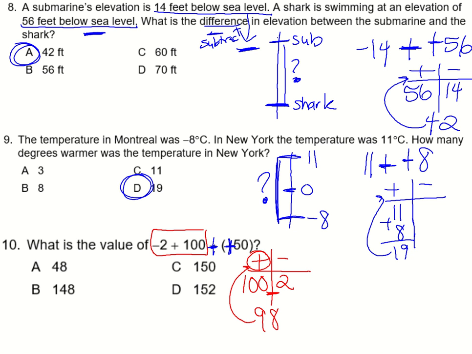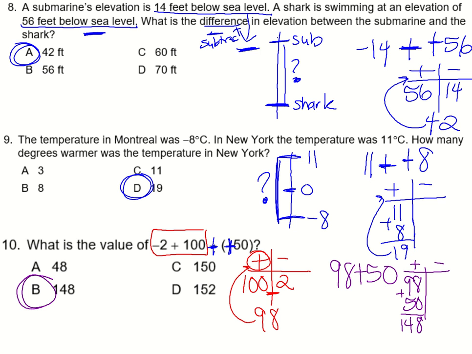So then I now have a new problem, don't I? I have 98 plus 50. Now that is standard arithmetic that you've been doing since elementary school, but just to practice using this t-chart, another skill, plus, minus. I put 98 here because it's positive. I put 50 here because it's positive. When they're on the same side, we add. So I get 148. And that is why the answer was B. So hopefully this t-chart's helping some of you out.